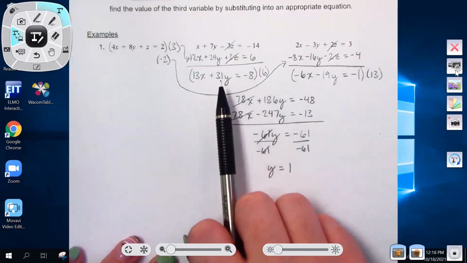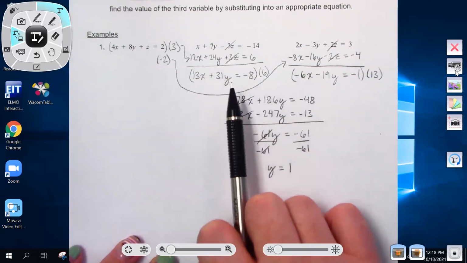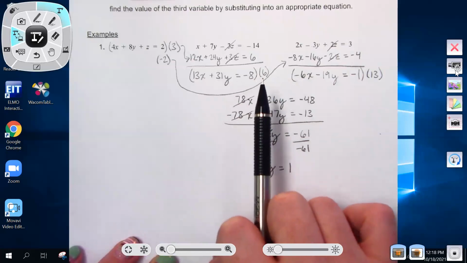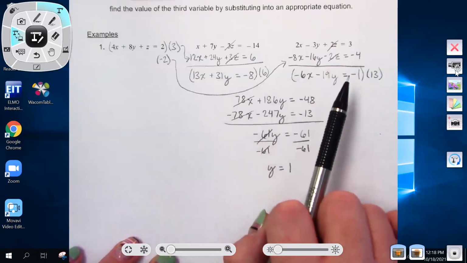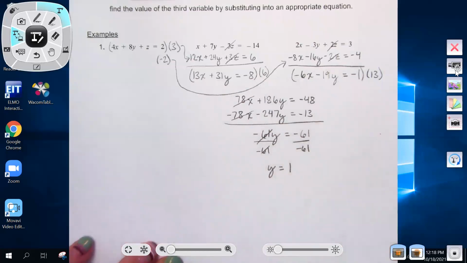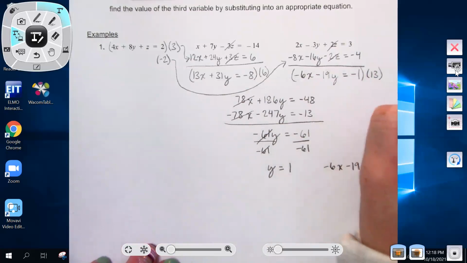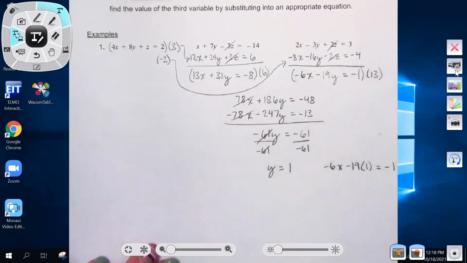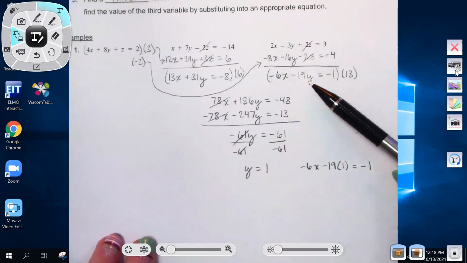So now we go back to one of these two equations that just has X and Y before we multiplied it by something, because that's going to be easier. So we've got negative 6x minus 19. Instead of y, we're plugging in 1, equals negative 1.